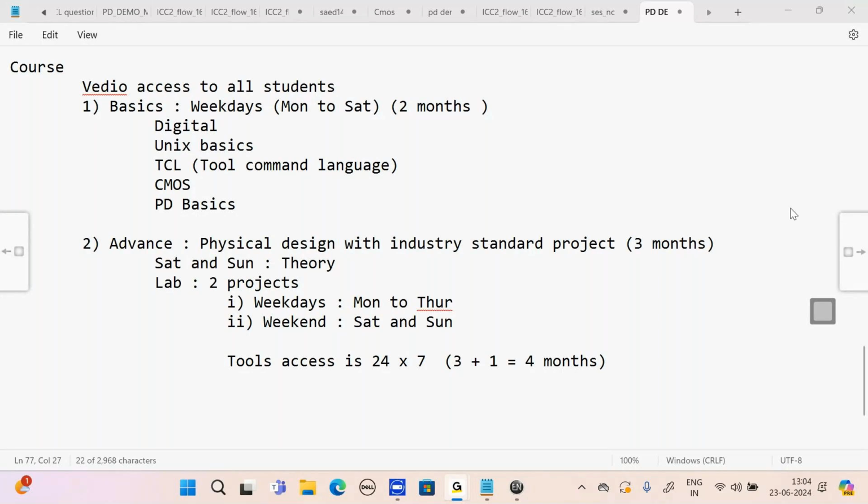See, we have a course for analog layout. We don't have a course for analog circuit. We have a course for analog layout. I don't know when the course is starting. You can contact the admin for that.